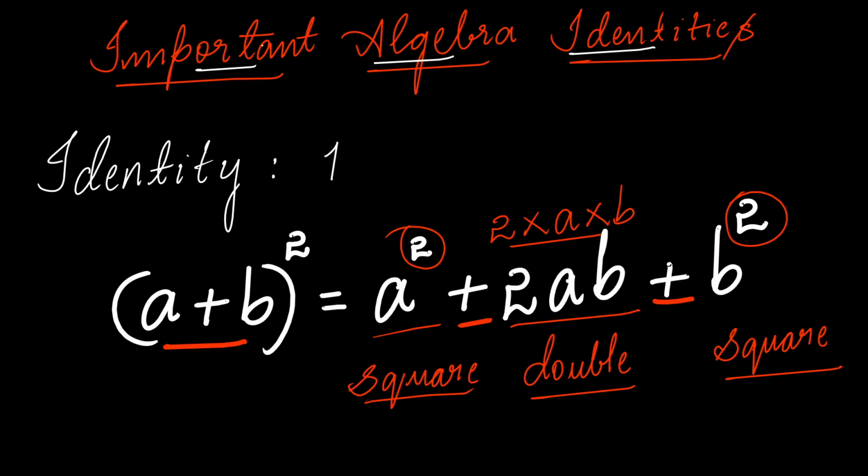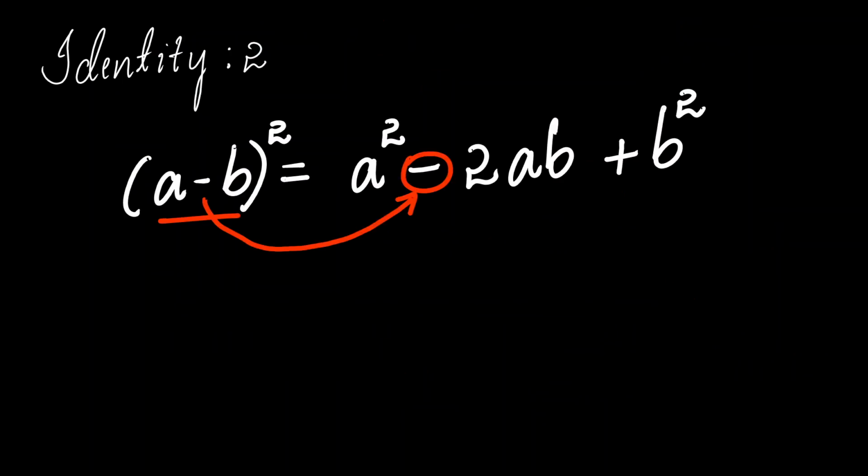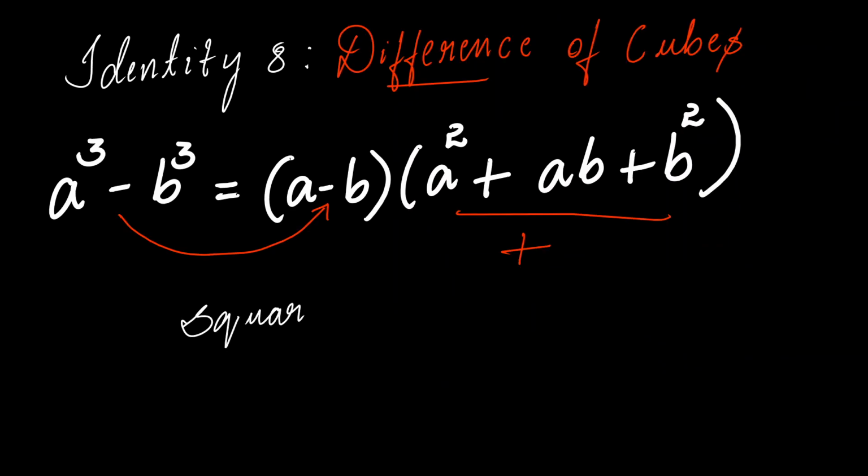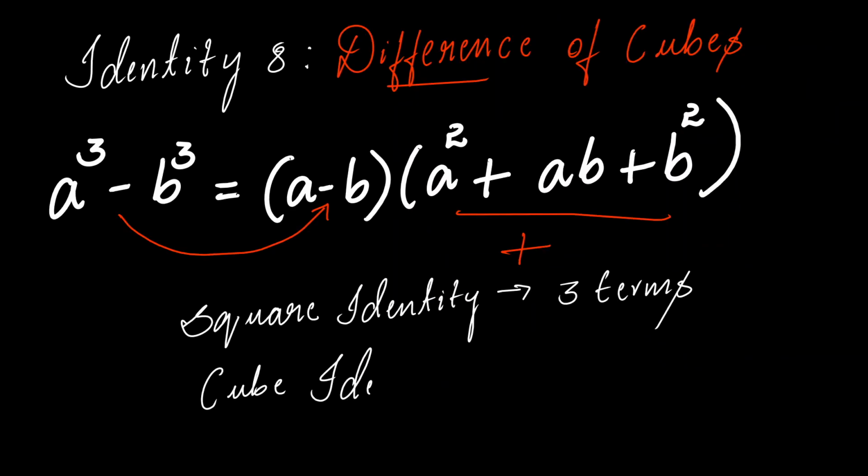So there is one simple memory tip. Square is always 3 terms. So the square identities, which are (a + b) whole square and (a - b) whole square, will always have 3 terms, but the cube identities have 4 terms. So here is a small trick to remember. Square identities give 3 terms and cube identities give 4 terms.